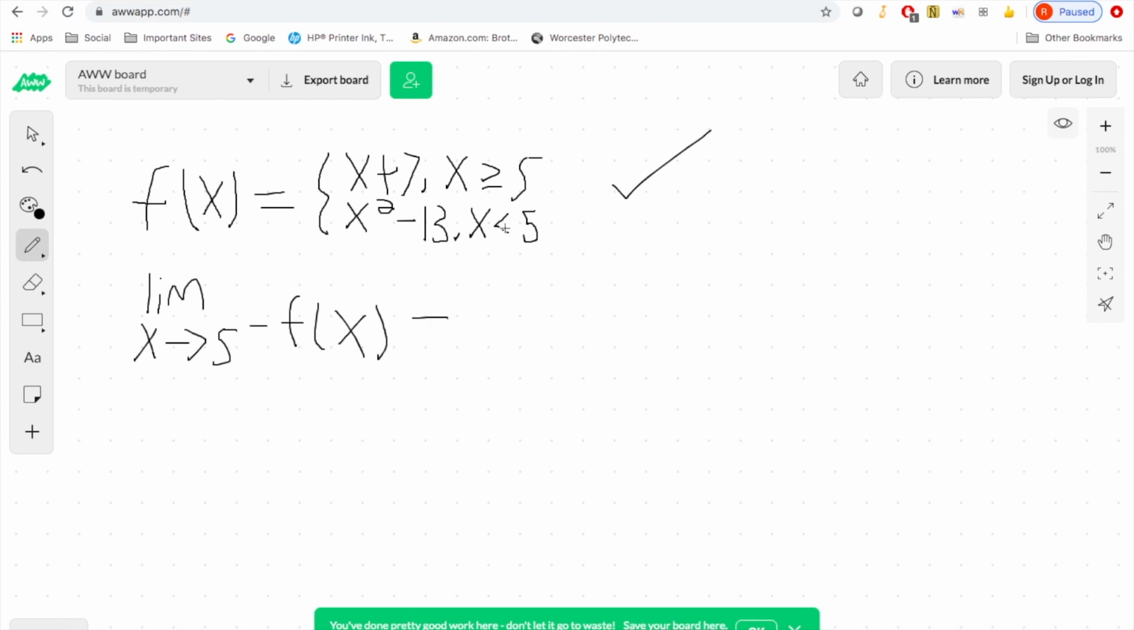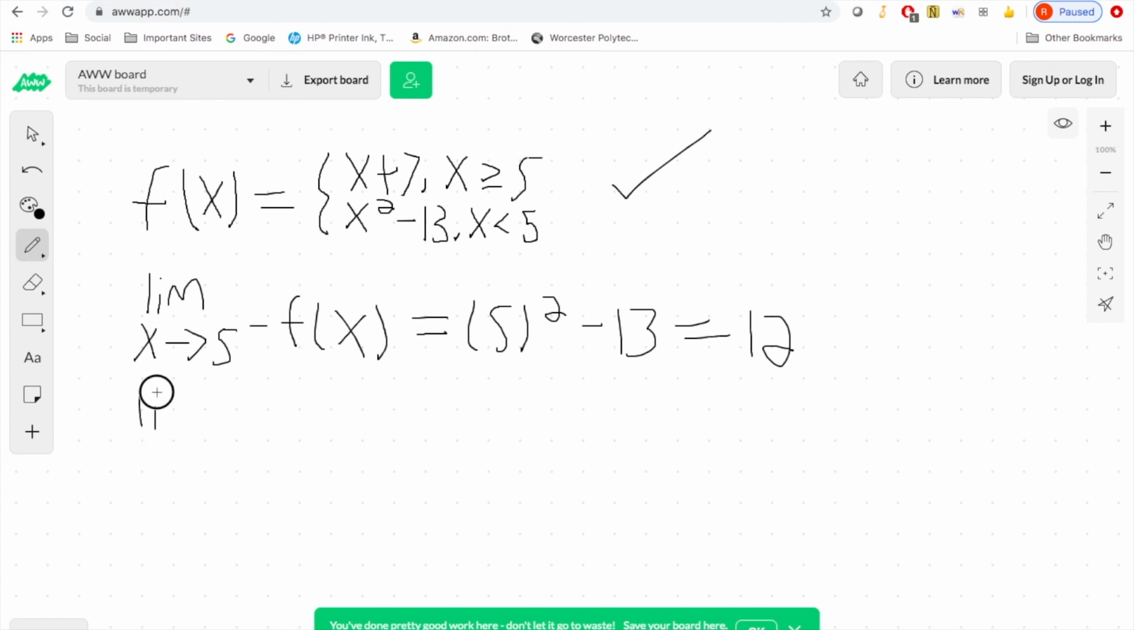By the way, I know usually you see the less than on top of the greater than or equal to. It's the same thing. I must have written it like that, but it's the same thing. So now this is going to be equal to 5 squared minus 13, which I believe is going to be 12. Now we need to check the other one-sided limit to see if that's equal.